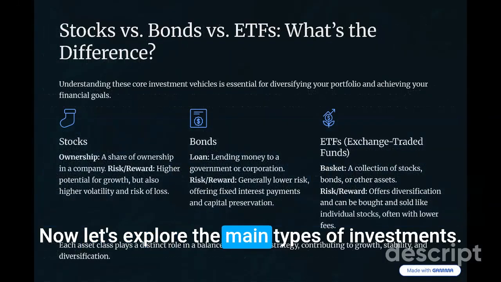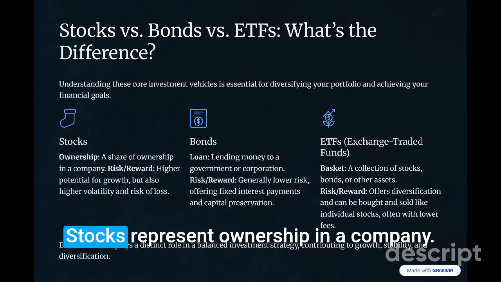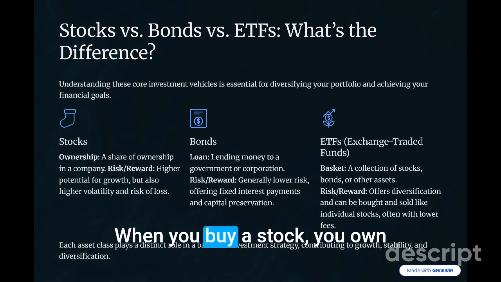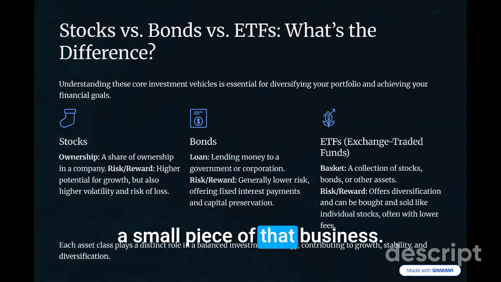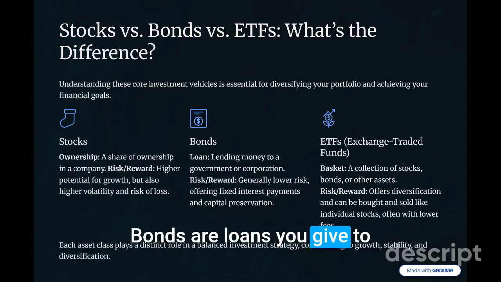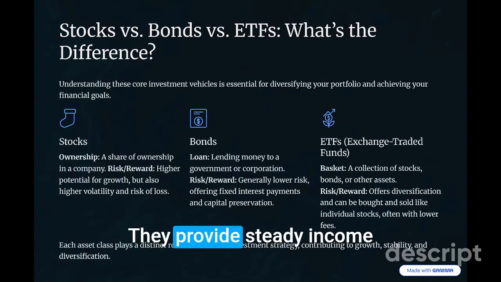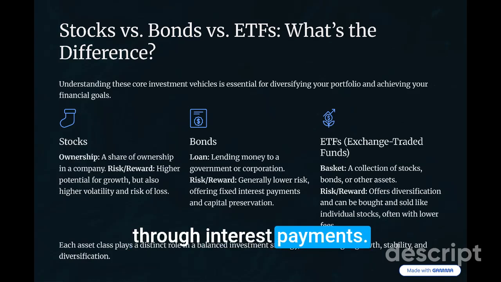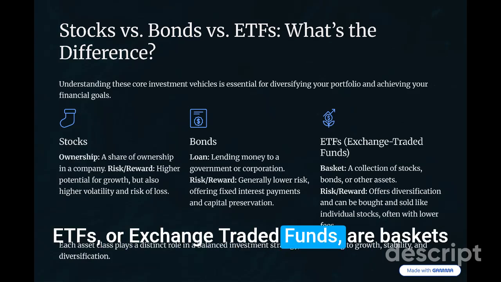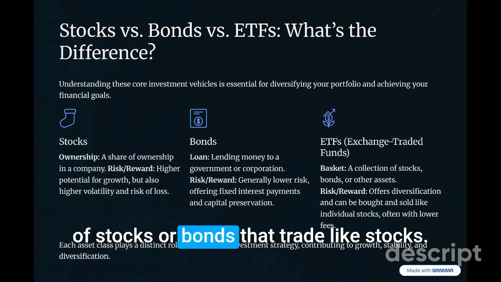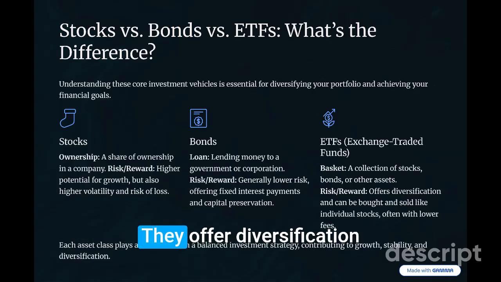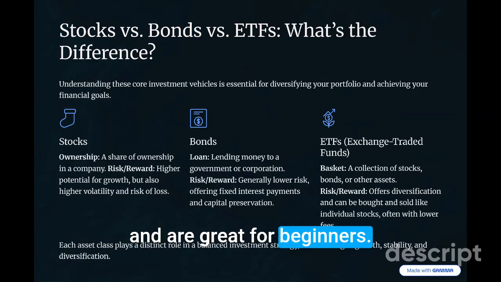Now let's explore the main types of investments. Stocks represent ownership in a company. When you buy a stock, you own a small piece of that business. Bonds are loans you give to companies or governments. They provide steady income through interest payments. ETFs, or exchange-traded funds, are baskets of stocks or bonds that trade like stocks. They offer diversification and are great for beginners.